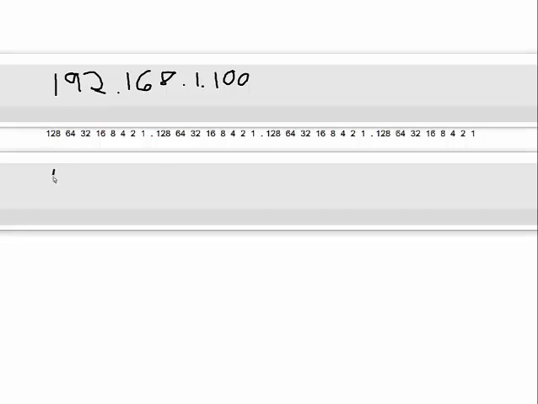So we already covered this. 192 is lighting up my first 2 positions. 0, 0, 0, 0, 0, 0. Dot. 1, 2, 3, 4, 5, 6, 7, 8.